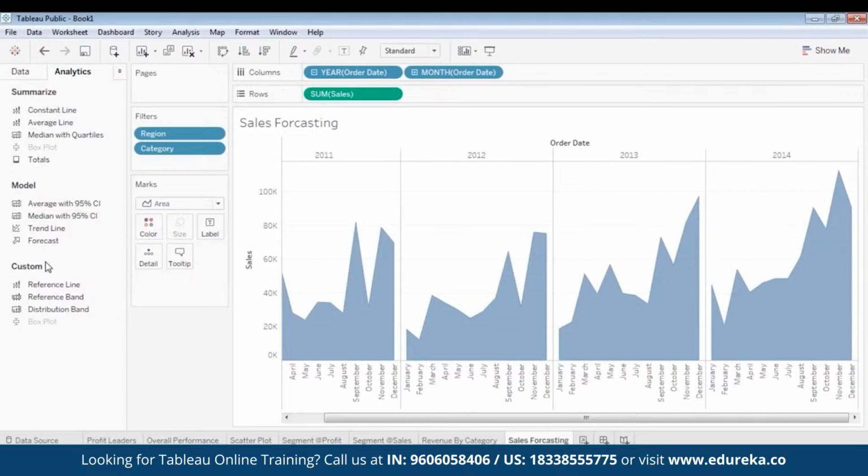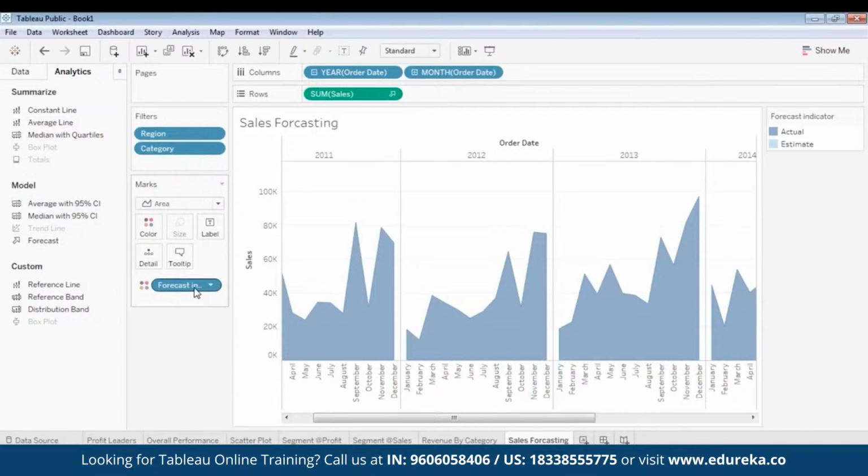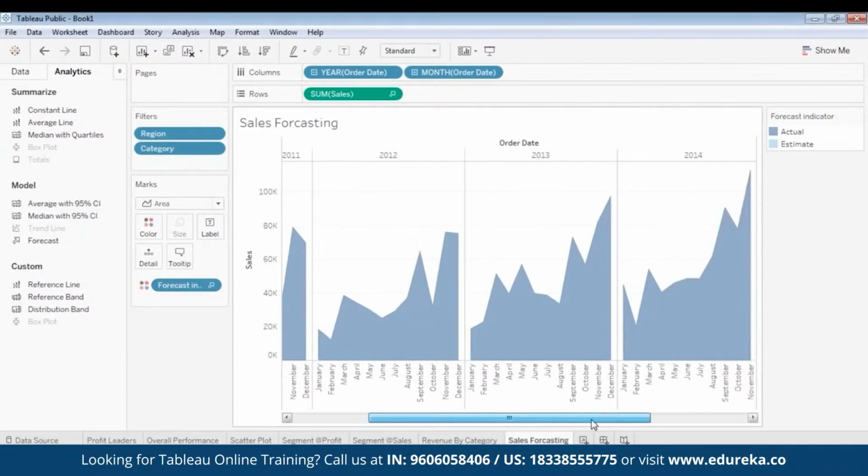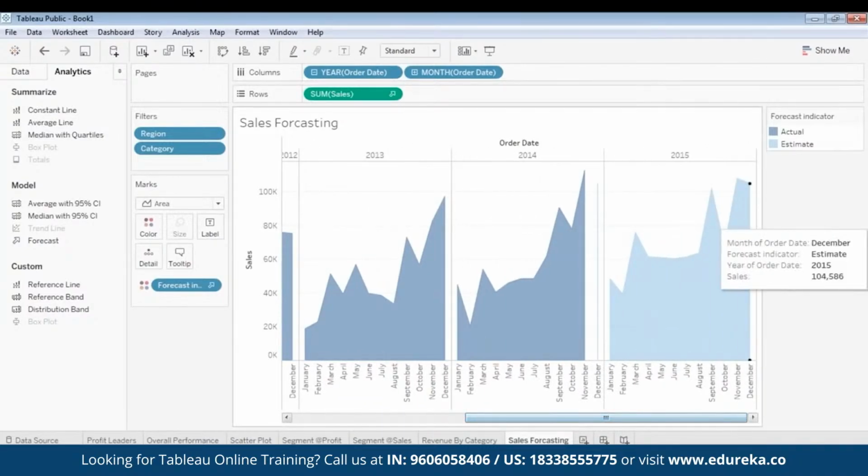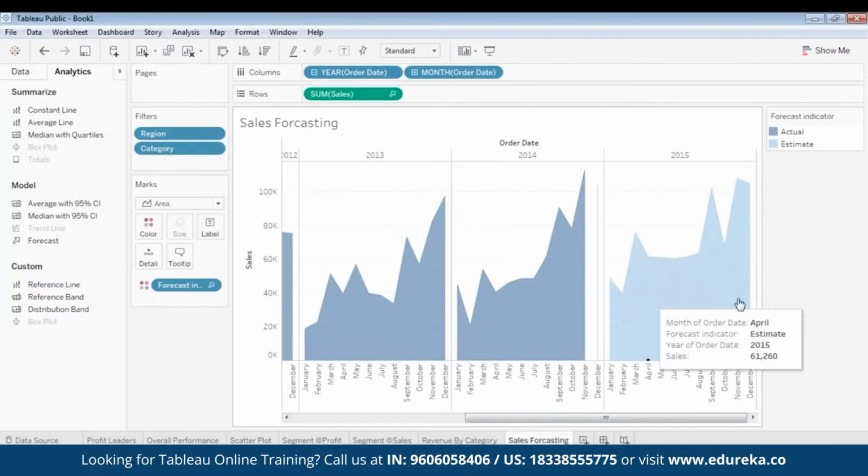Now you can see you are getting an option for forecast. Drag forecast over here on color. Now all you need to do is just double click on this forecast. Can you see the forecast has come over here? And if I drag over here, yes, it has forecasted for my year 2015 also.